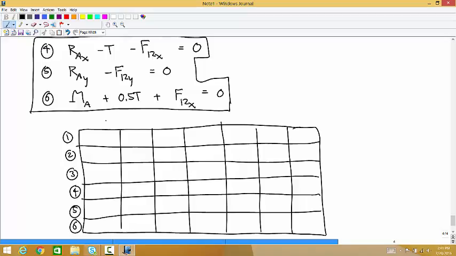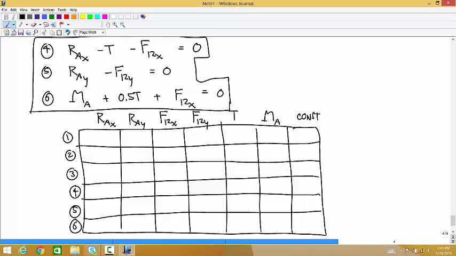So I'll call it RAX, RAY, F12X, F12Y, T, MA, and then the constant in the last column. And can someone read me out the coefficients for these?